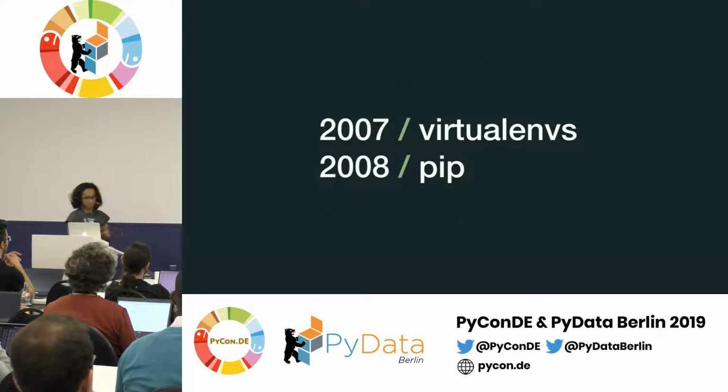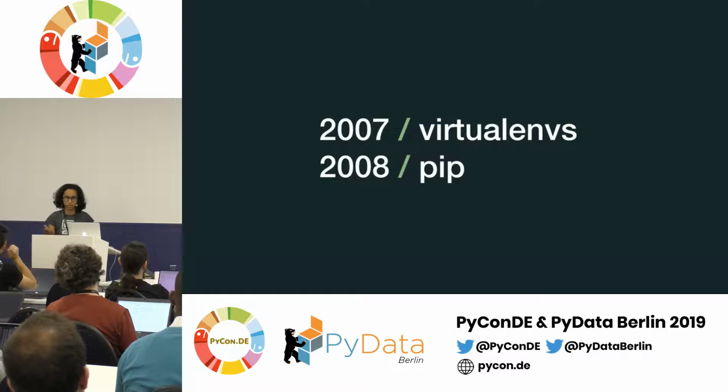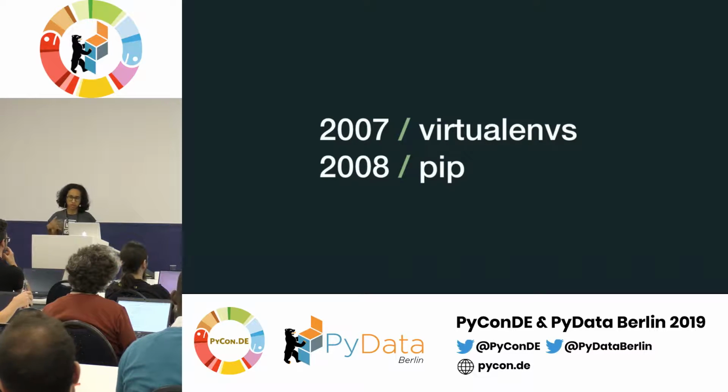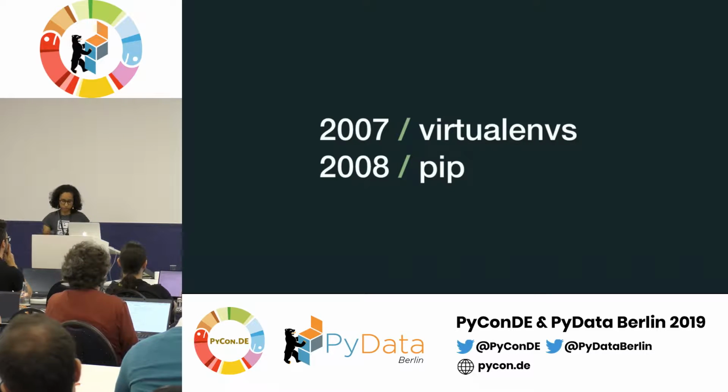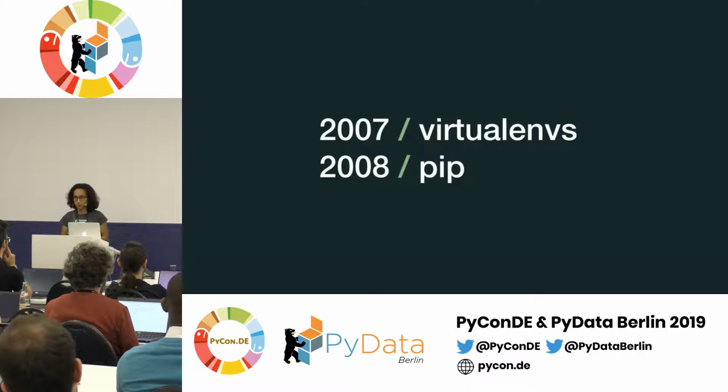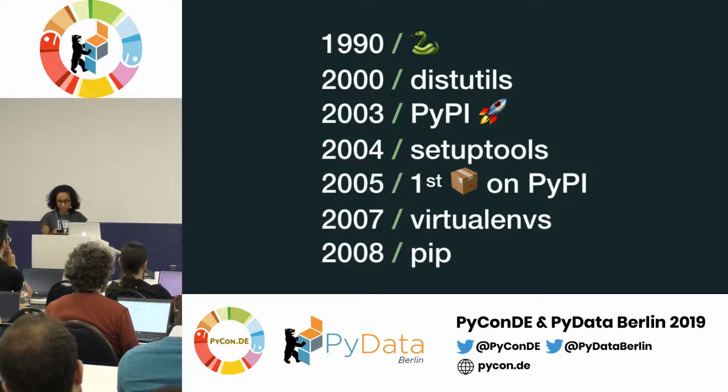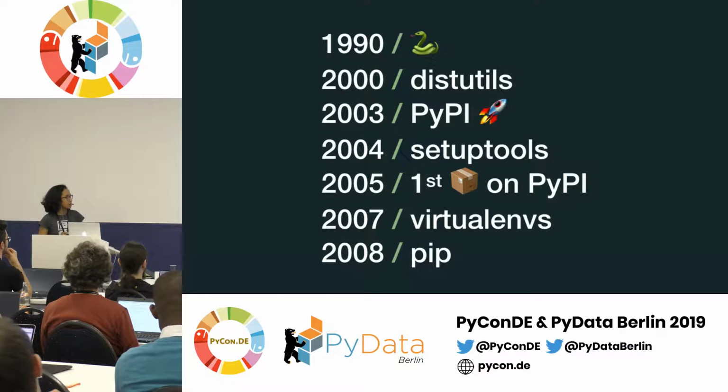So in 2007 and 2008, virtualenvs and pip were introduced to fix those issues. With virtualenvs, you could isolate your project's environment from the rest of your machine, which meant that you could finally have a package with two different versions on your system. And with pip, you could uninstall stuff, amongst other things. To recap, it took us 17 or 18 years from Python's first release until we had something that looked like a proper packaging ecosystem.